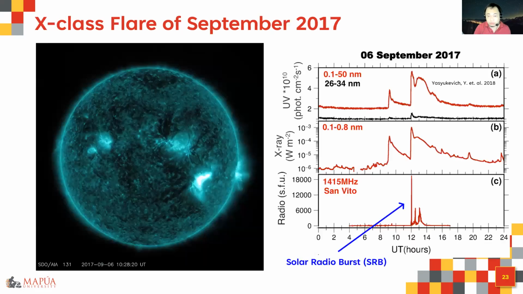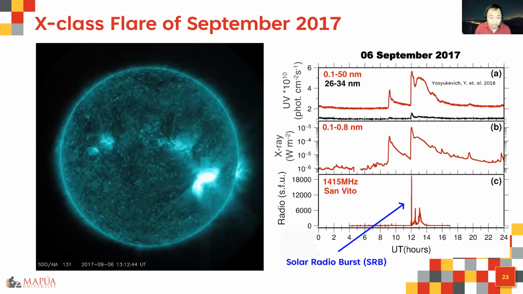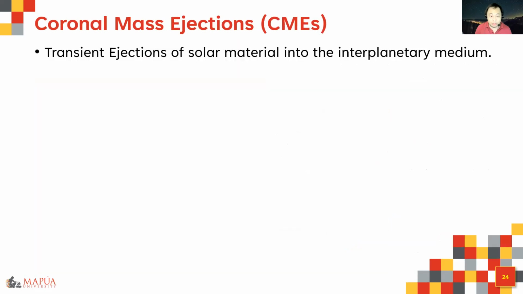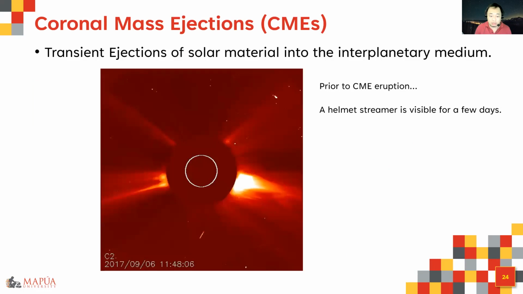So previously, what we've seen is the solar flare that happened on September 6. Consequently, this also produced a massive coronal mass ejection. Just to give you an idea of how a coronal mass ejection looks in a coronagraph. Usually we observe CMEs via coronagraph.